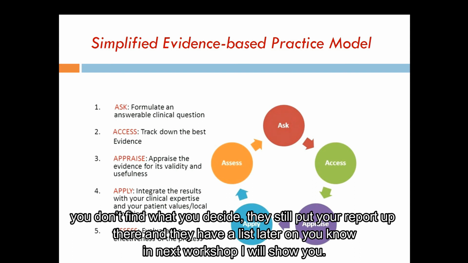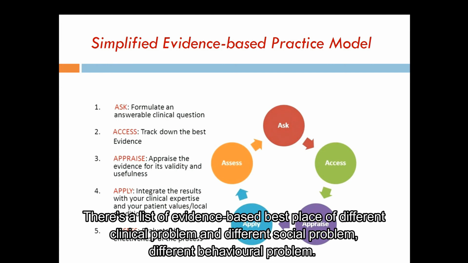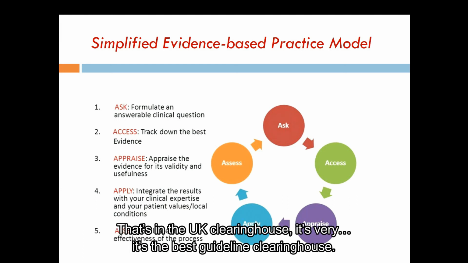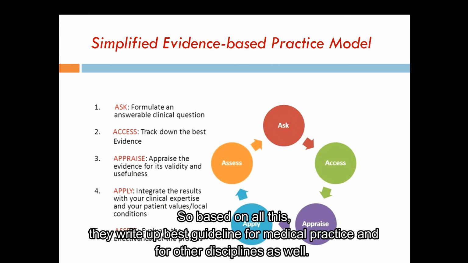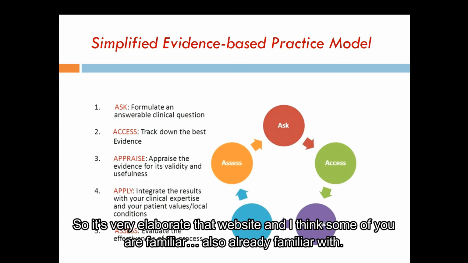And they have a list, later on, in the next workshop, I will show you, there's a list of evidence-based best practices for different clinical problems, different social problems, different behavioral problems. That's in the UK clearinghouse. It's the best guideline clearinghouse. Based on all this, they write up best guidelines for medical practice and for other disciplines as well. So that website is very elaborate, and I think some of you are already familiar with it.